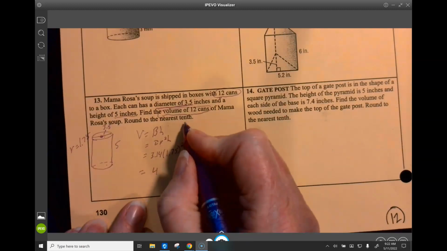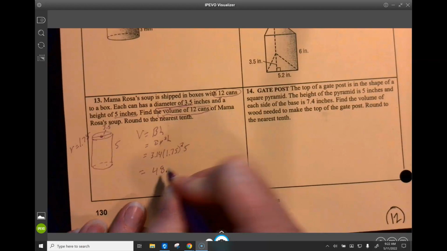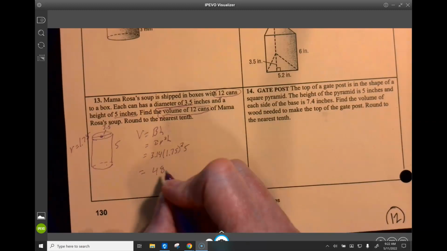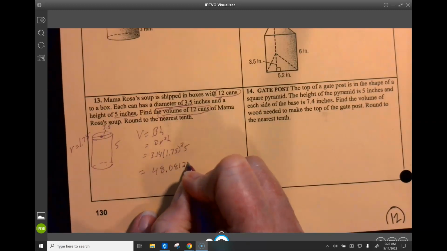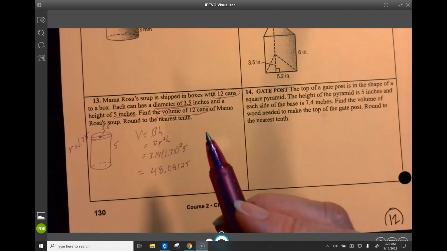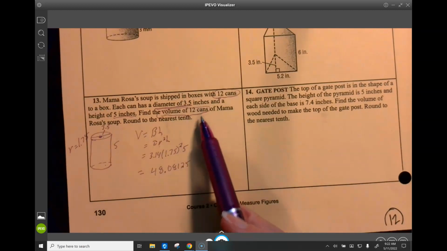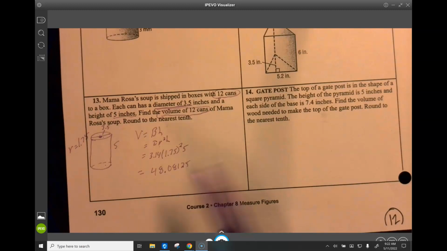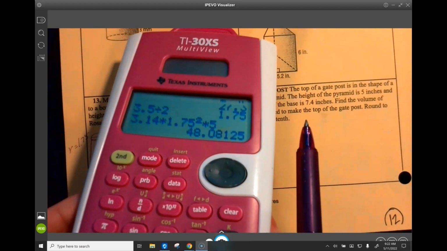I got 48 rounded to the nearest tenth. Now, if I want to be more accurate, I would leave all these digits on here because I'm going to have to multiply again to find the volume for all 12 cans. So if I want to be more accurate, I would leave it like this. As you get into upper division math, they're going to encourage you to do that. But the other thing is just leave it on your calculator.